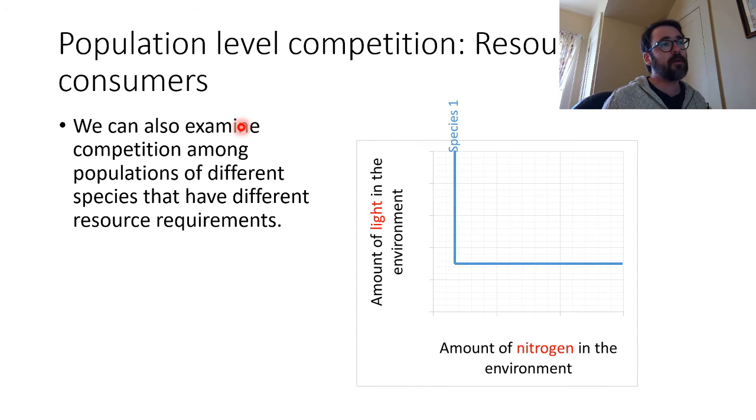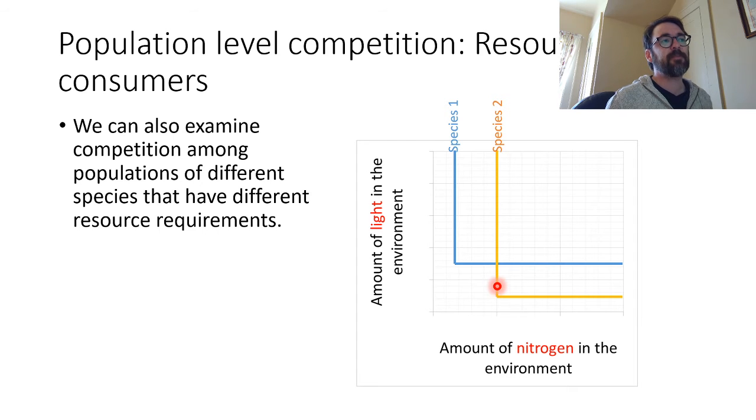What's cool is that we can also use this idea of ZNGIs, or consumer resource models, to examine competition among populations of different species that have different resource requirements. So imagine that this is showing you the amount of light that might be in the environment and the amount of nitrogen in the environment. And we know that the minimum amount of light that species 1 needs is here, and the minimum amount of nitrogen that it needs is here, and that gives us our square essential resource zero net growth isocline, or ZNGI.